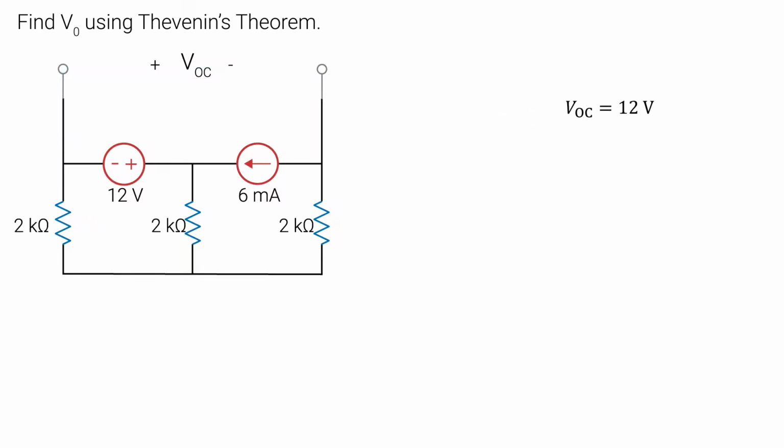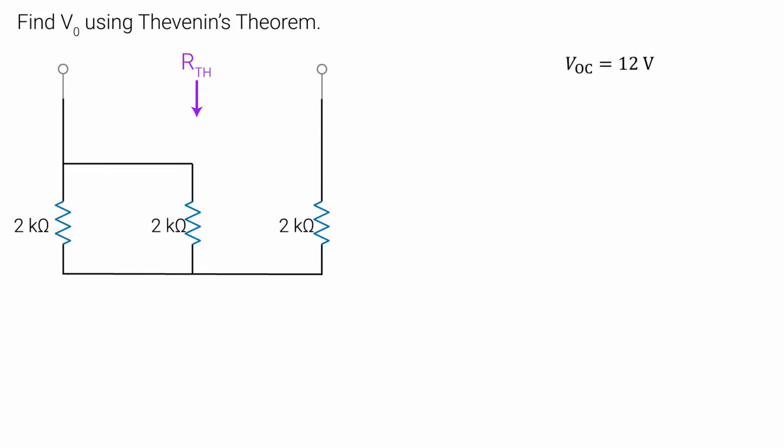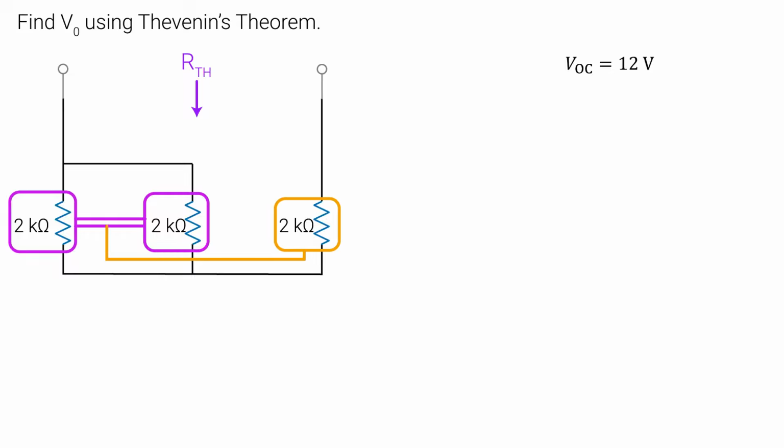Next, we need to find RTH. So remember, voltage sources turn into short circuits, and current sources turn into open circuits. When we do that, this is what our circuit looks like. Now, looking down from where our load was, we see that these two resistors are parallel to each other, and the combination of that is in series with this resistor.